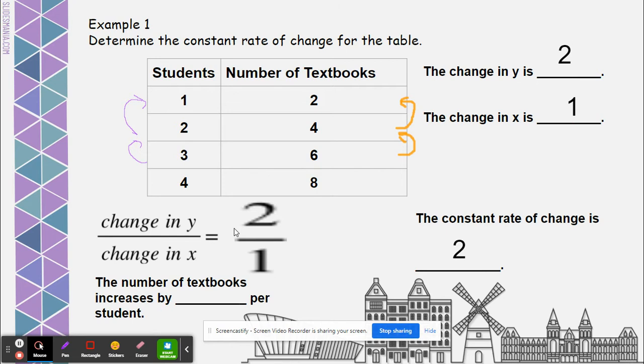Now, it's important to talk about what these things mean in the context of a problem. We are comparing students to the number of textbooks. So that means the number of textbooks increases by 2 for every 1 student. Let's get rid of that stuff. Go on to the next slide.